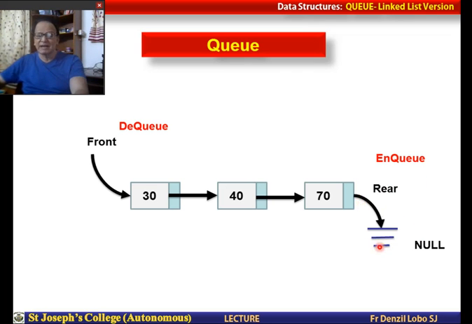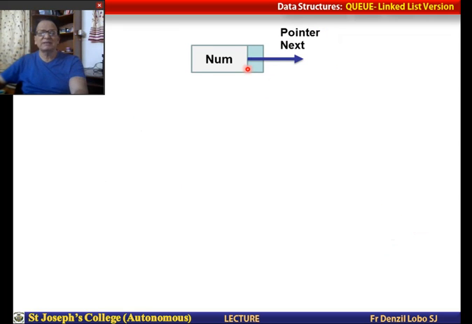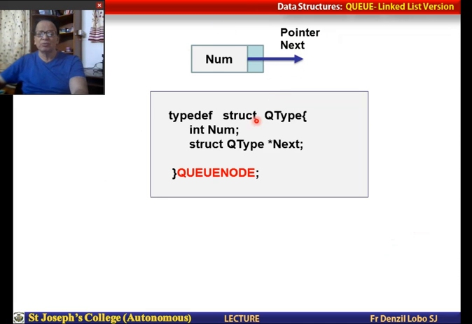That's all. Rear next at the moment points to null. What we will say is, rear next is equal to new node. That's all, so simple as that. So let us see how it is to be done. Again, basics. This represents the node of a queue.